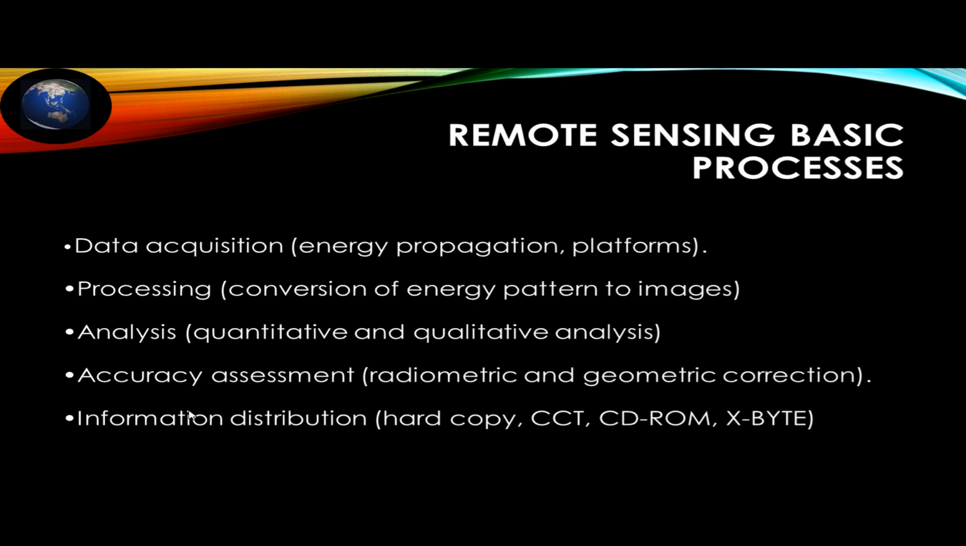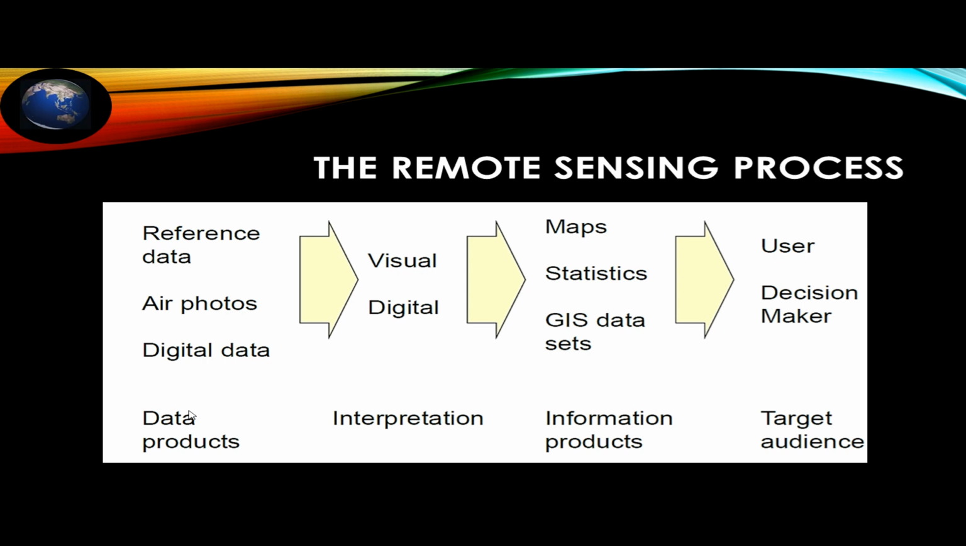And then information distribution as a hard copy or CD-ROM or byte. So we will process, then we will get the information and we will distribute it to the decision makers. So this is the basic processing into the GIS of this remote sensing data. So these are other flow charts, like remote sensing data, like air photo and digital data that we are collecting from our sensors. These are the data products.